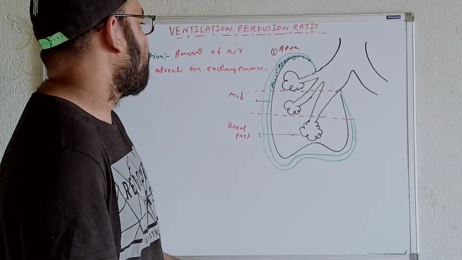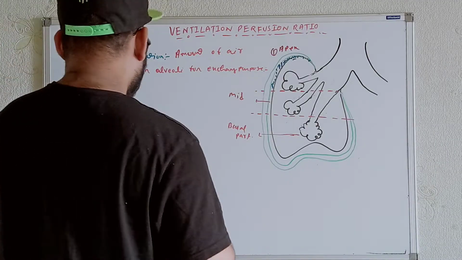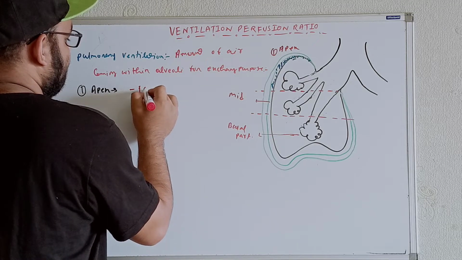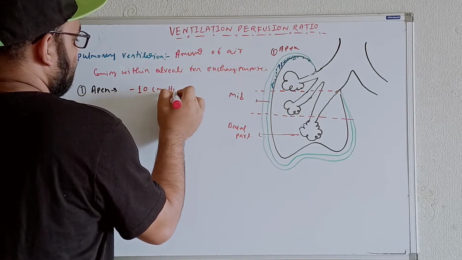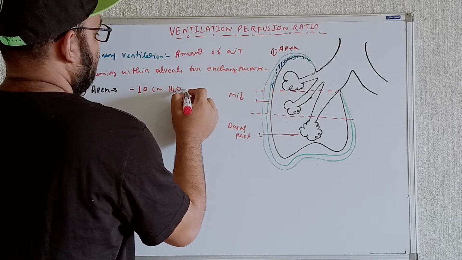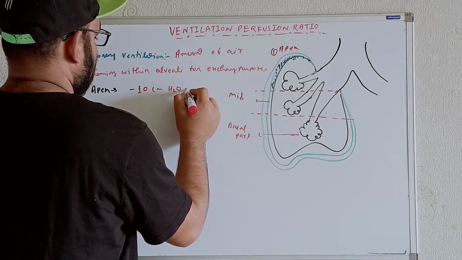So in these cases, we'll definitely get negative pressure. How much negative pressure will we get over here? We'll get around minus 10 centimeter of water. This much pressure we'll get within the apex part.